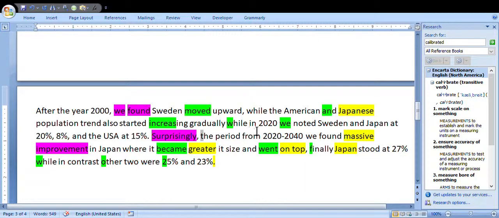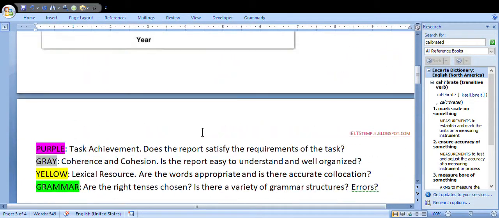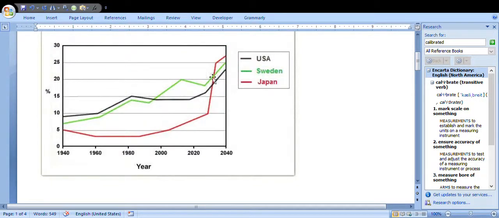While in 2020, we noted, who are we? Sweden and Japan at 20%, 8%, respectively, and the USA at 15%. Okay. I talked about this. Let's check your numbers. 2020. Actually, I think that's correct. But here's one. After 2020, American and Japanese also started increasing. Well, what happened in 2020? Oh, yes. Okay. Good.